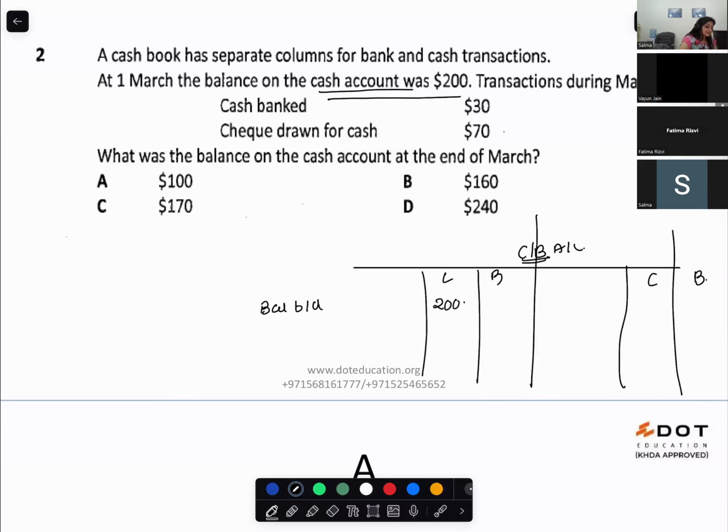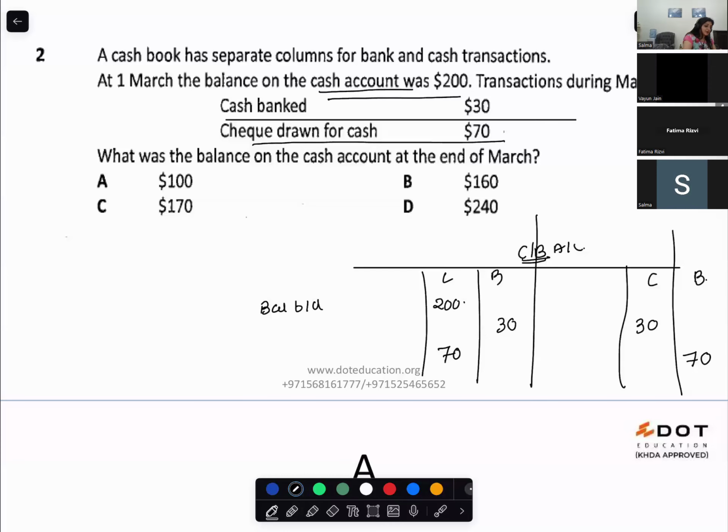Cash banked. What does this mean? The cash is being put in the bank. Yeah, that means it is going out from cash and it is coming into the bank. Checks drawn for cash. What does this mean? It's being removed from the bank and it's being put into cash. Yeah, it is being removed from the bank and it is being put into the cash.